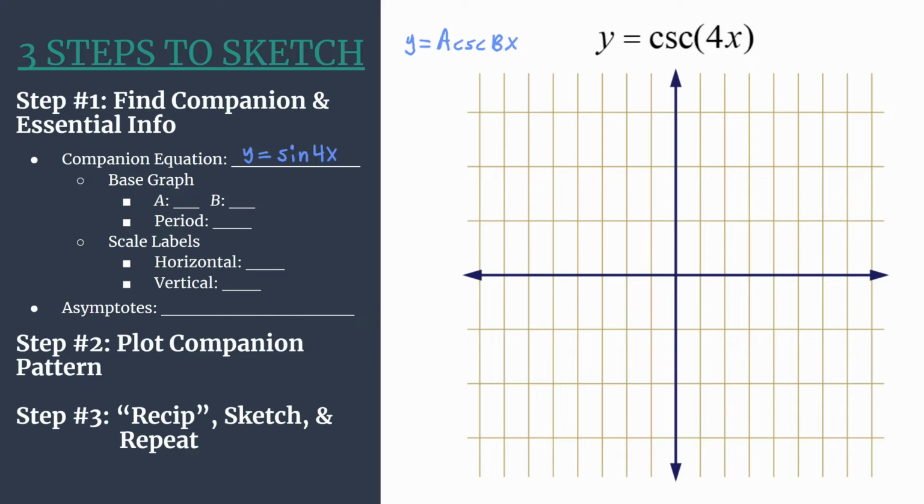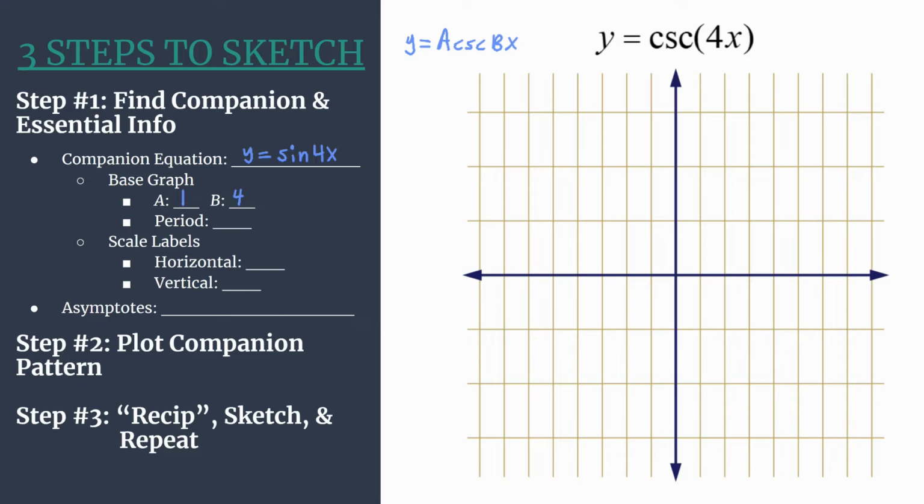A is going to be the leading coefficient and understood 1. That's our amplitude, or the distance from midline to maximum or midline to minimum, and that's going to help us set those points. Okay, B is the coefficient of x, and it's 4. So we know a couple things from B. First, we know that 4 cycles should happen between 0 and 2 pi, and that'll be true for our sine companion graph as well as our final cosecant graph.